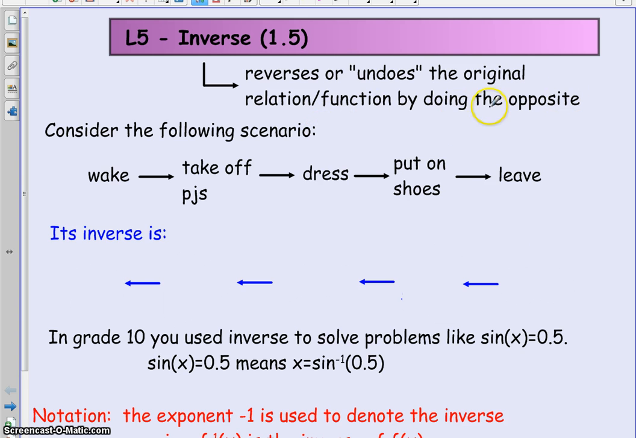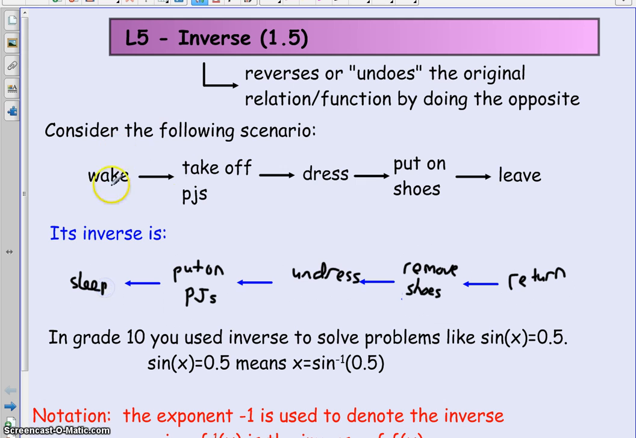So if you're coming back and doing the opposite of leaving, that would just be returning home. So I'll just say return. Then, instead of putting on your shoes, you're going to remove your shoes. Instead of getting dressed, you're going to undress. Instead of taking off your pajamas, you're going to put on your pajamas. Then, of course, instead of waking up, you're going to be going to sleep. So again, this is just an idea of the inverse.